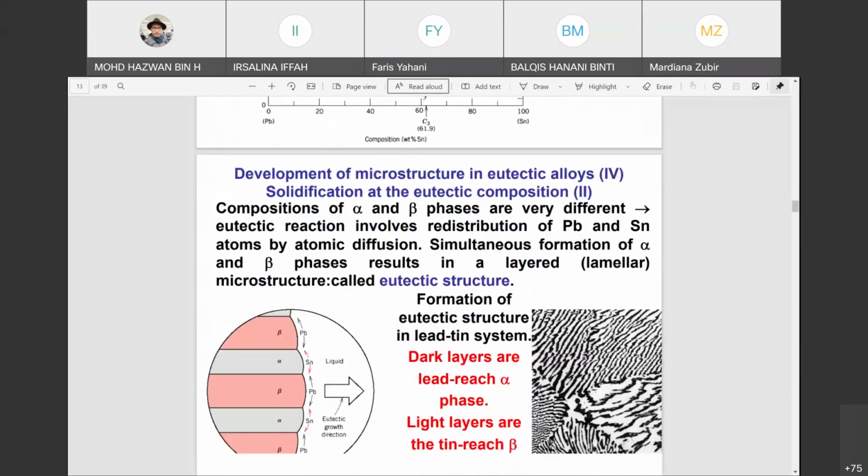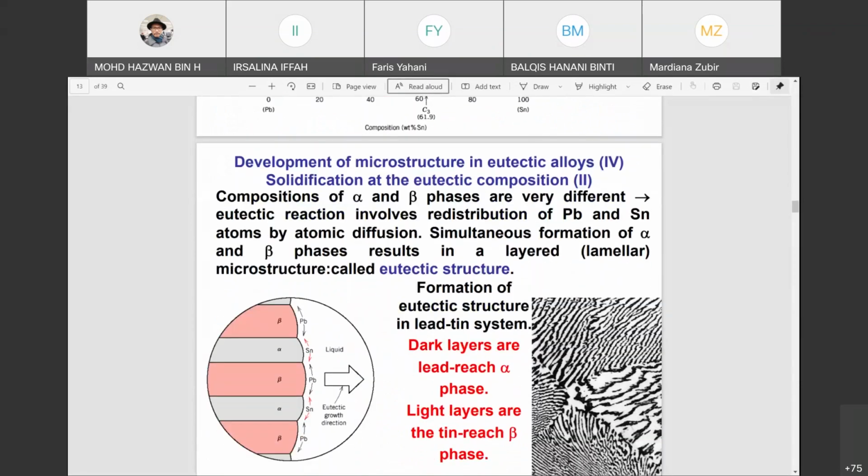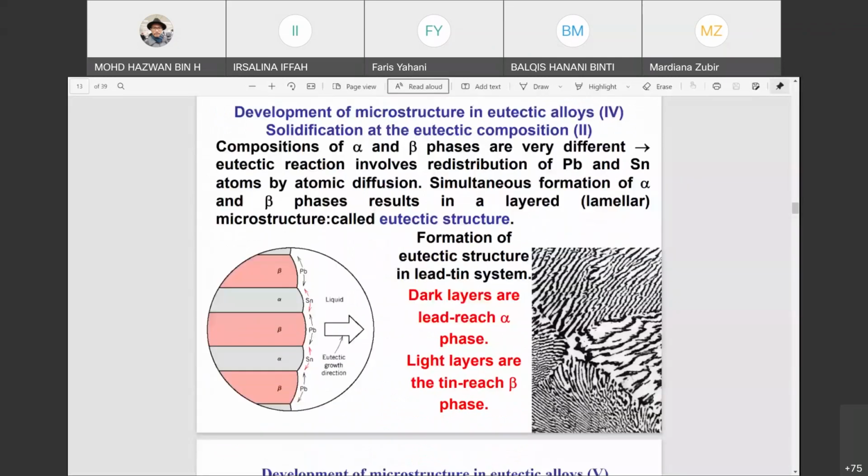Okay, so a further explanation of the lamellar structure can be seen as follows. This is actually a scanning electron microscope image of the eutectic structure of alpha plus beta at the eutectic composition. So this is the lamellar structure that you will see. It looks like zebra skin. But this is actually the alpha plus beta region.